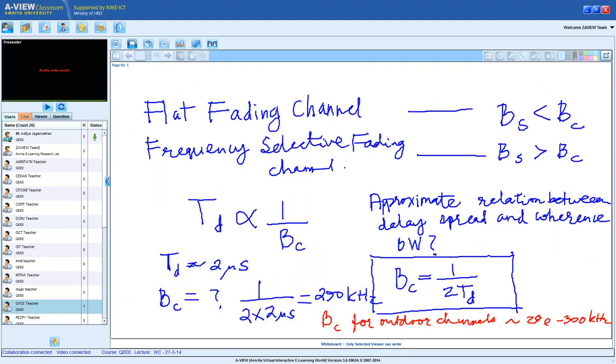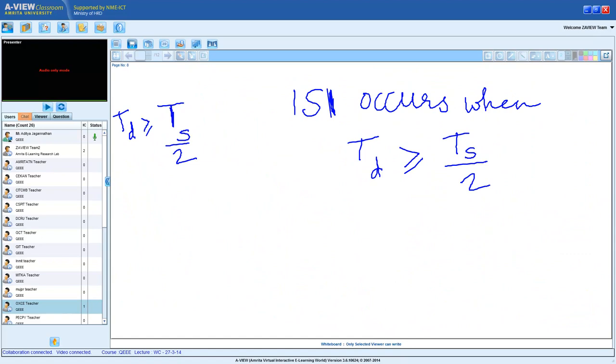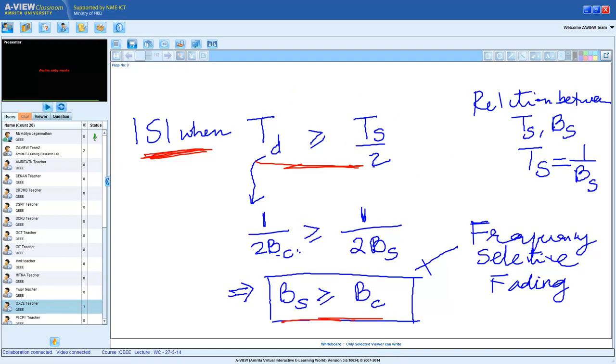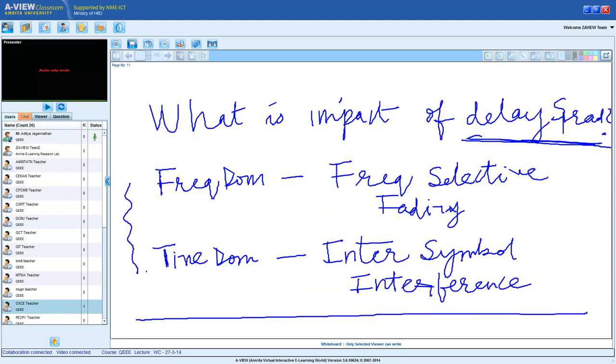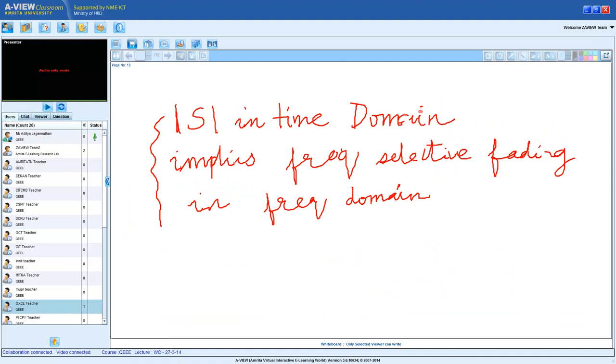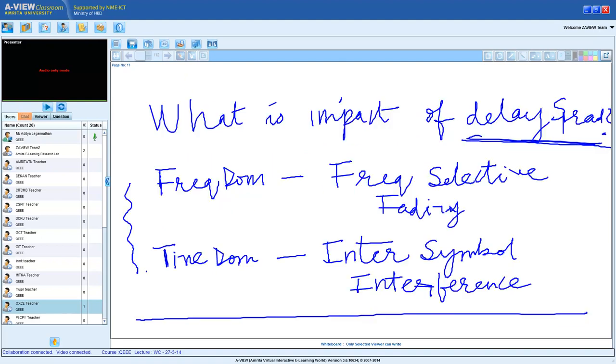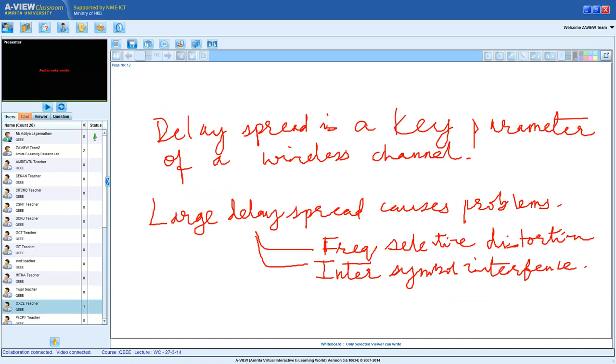Coherence bandwidth is the range of frequencies over which the channel response is flat. If the signal bandwidth is less than the coherence bandwidth, there is flat fading. If the signal bandwidth is greater than the coherence bandwidth, then there is frequency selective fading. In the time domain, if the delay spread is greater than half the symbol time, we have inter-symbol interference. The relation is: if TD is greater than or equal to half TS, that implies that BS is greater than or equal to BC, which is frequency selective fading. Inter-symbol interference in the time domain implies frequency selective fading in the frequency domain. These are one and the same thing.